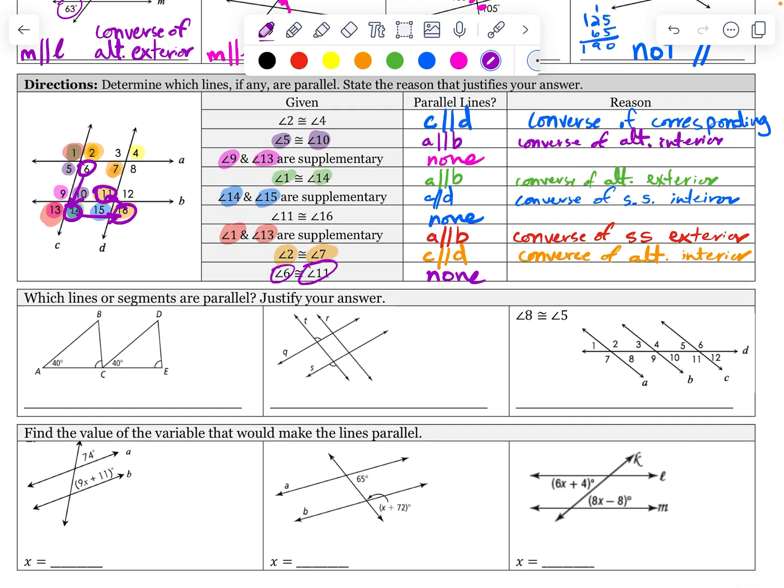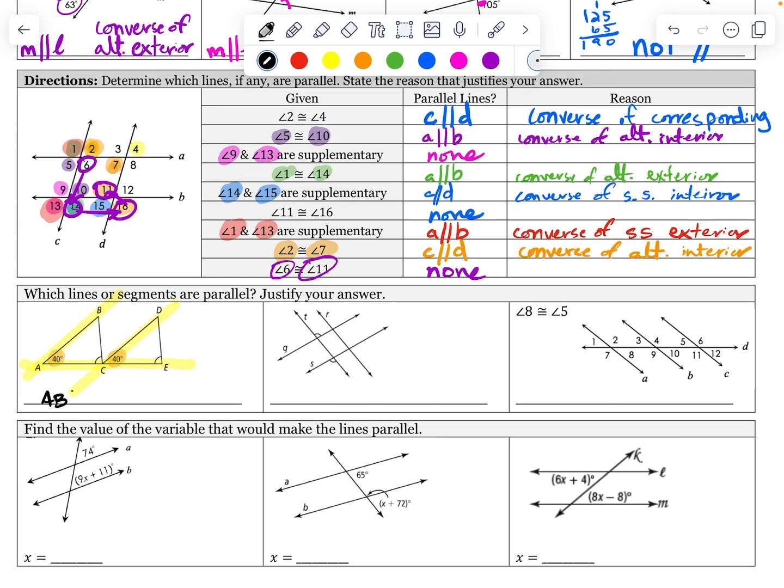All right, which lines or segments are parallel? Justify your answer. Okay, I've got to do a lot of coloring here. So I have 40 and 40. The transversal that they're going to cross is going to be this thing. They both touch that. And then 40 and 40 are both going to touch these guys. So that means AB is parallel to CD.